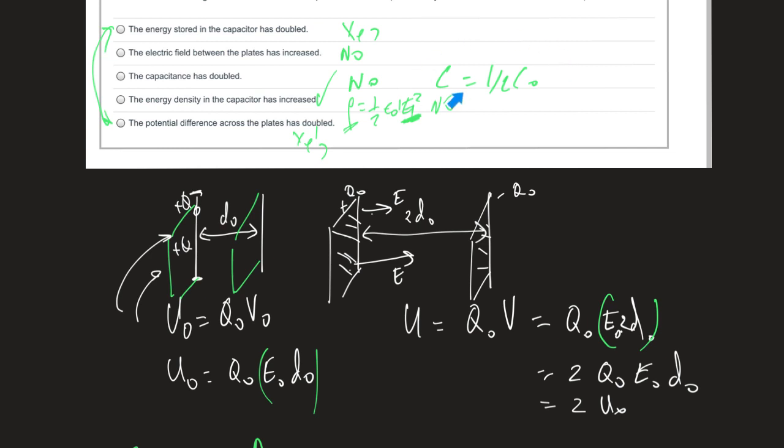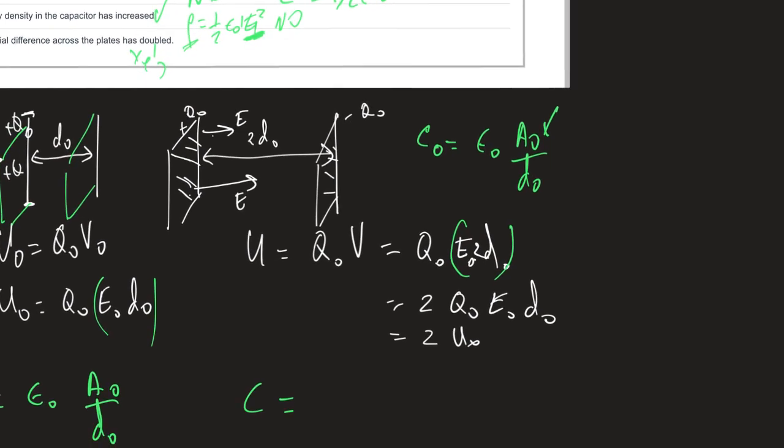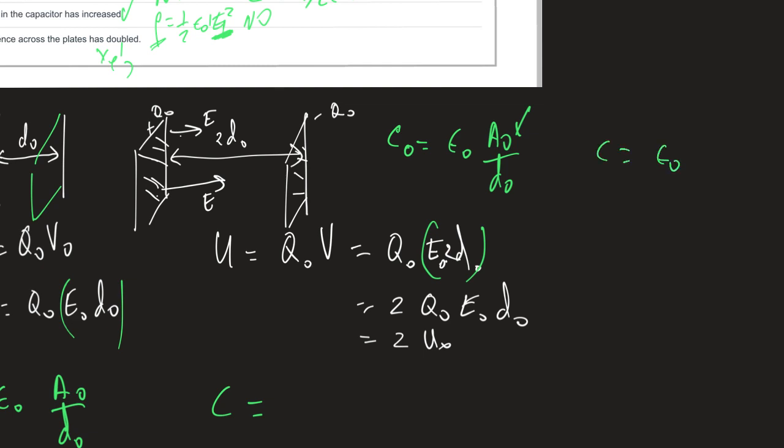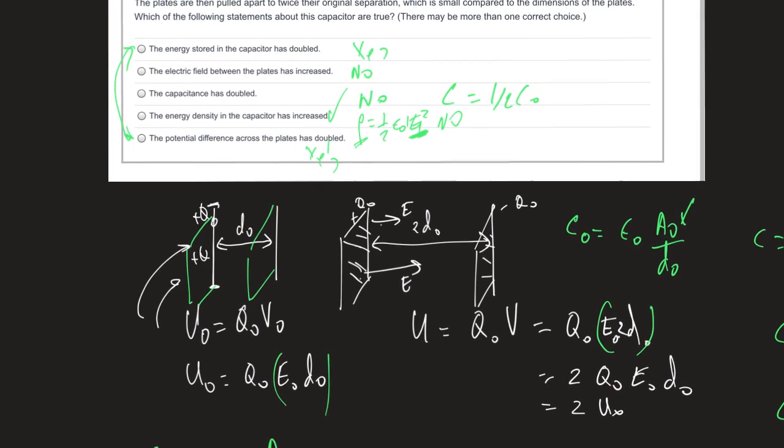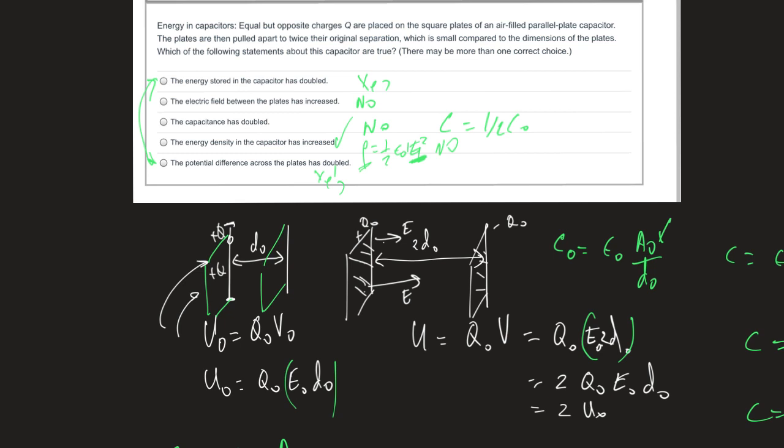No, the capacitance is half of the old capacitance. Why? Because the capacitance is epsilon 0 A0 divided by D0. Now A0 will not change, so the new capacitance will be epsilon 0 A0 divided by 2D0. The distance has changed 2 times, so the new capacitance is 1/2 of the old capacitance. So this is false because it has not doubled. The capacitance has been reduced by a factor of 2.